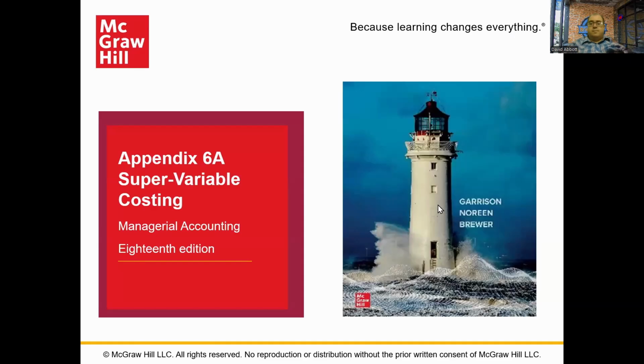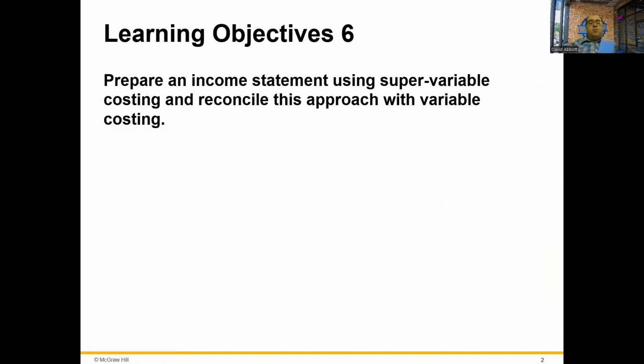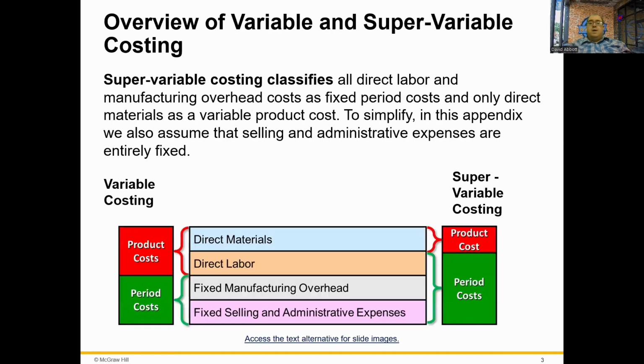This time, we're going to take a look at super variable costing. So this would be Appendix 6A. What we'll do is prepare an income statement using super variable costing, and then we will reconcile this approach with variable costing. So what is super variable costing?